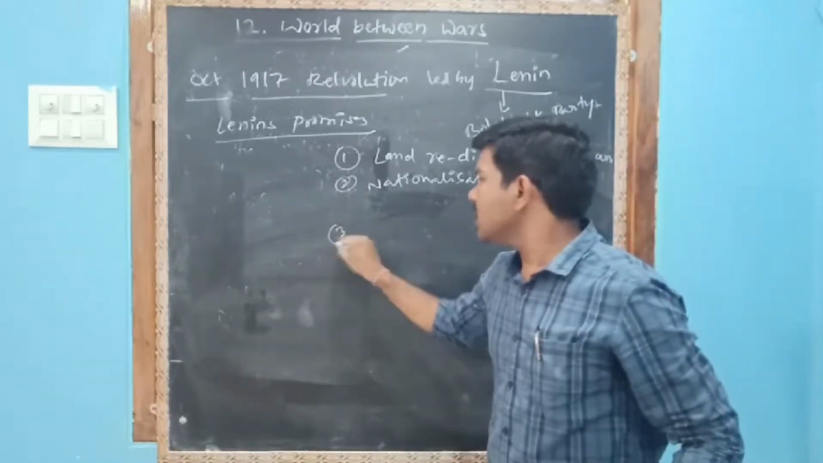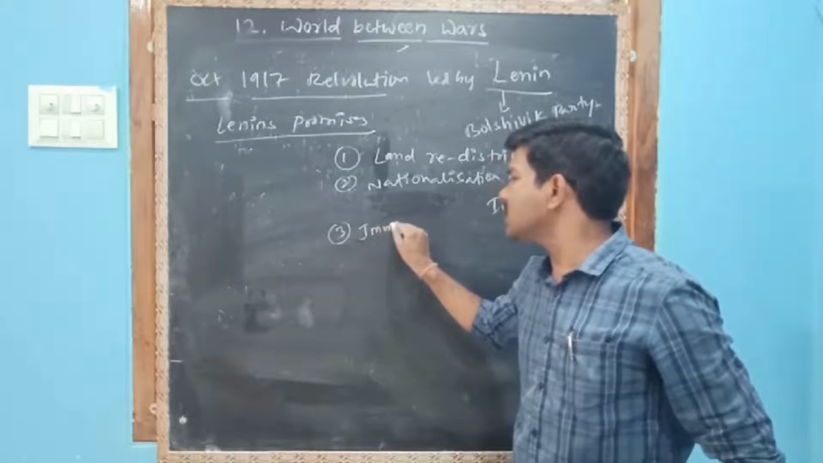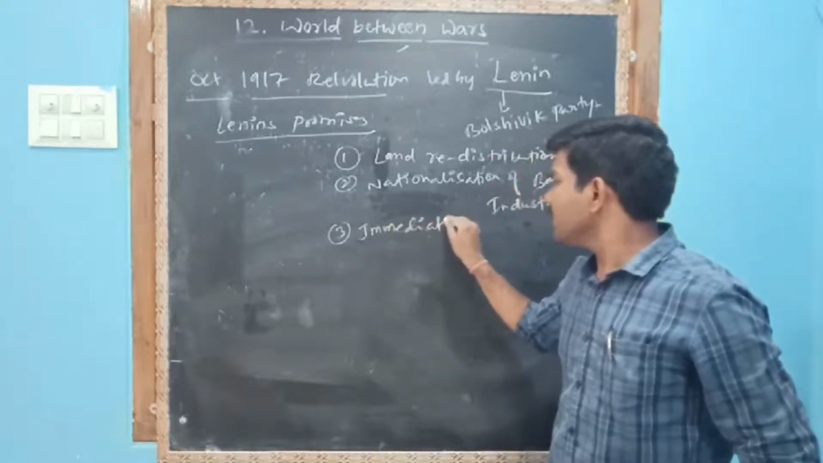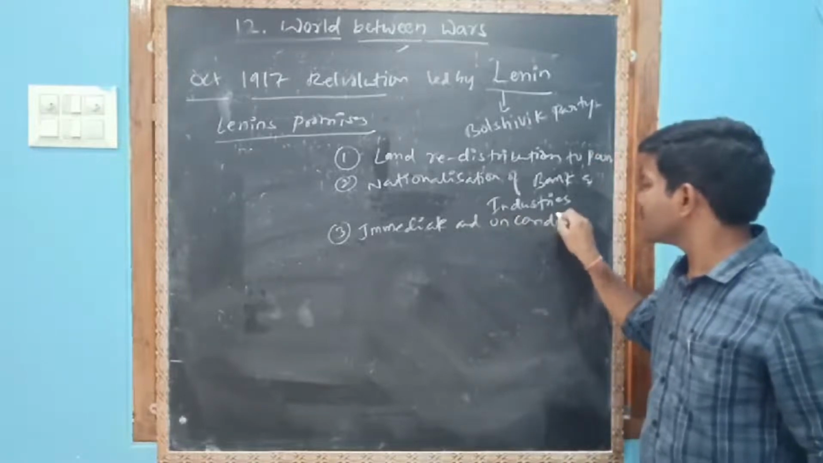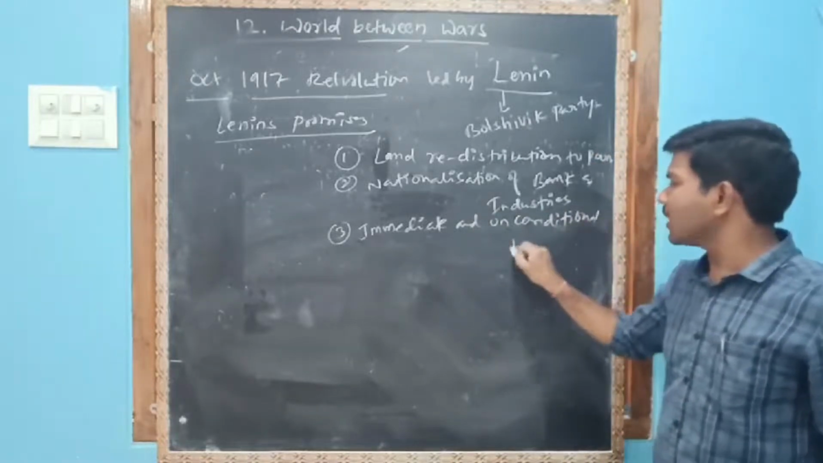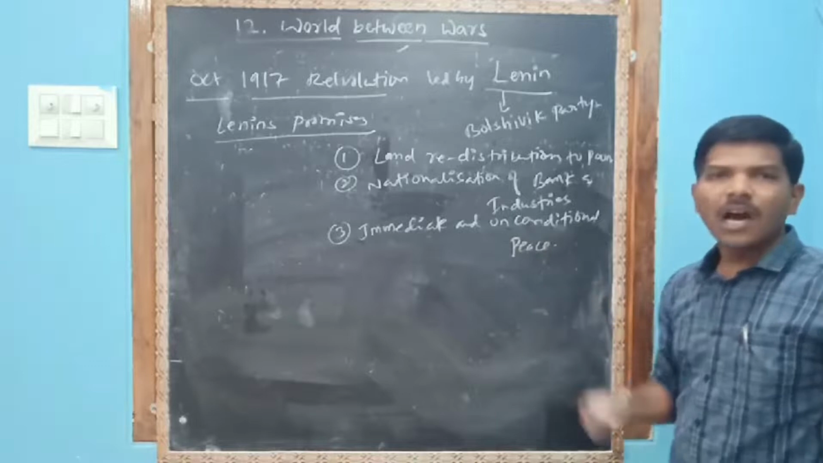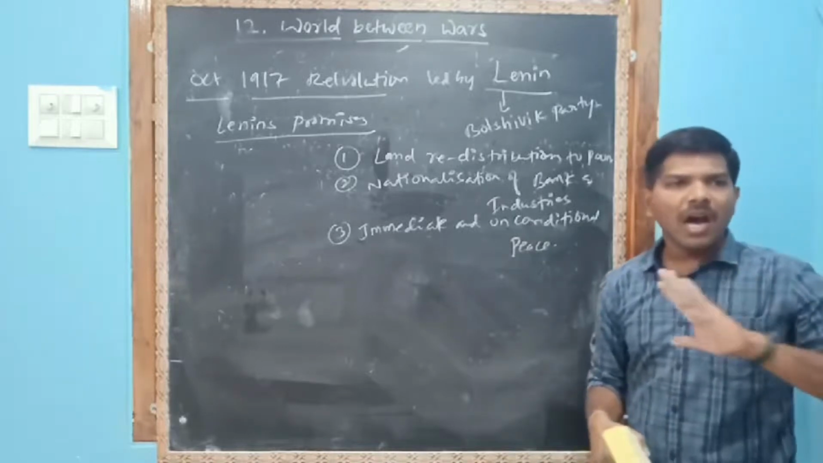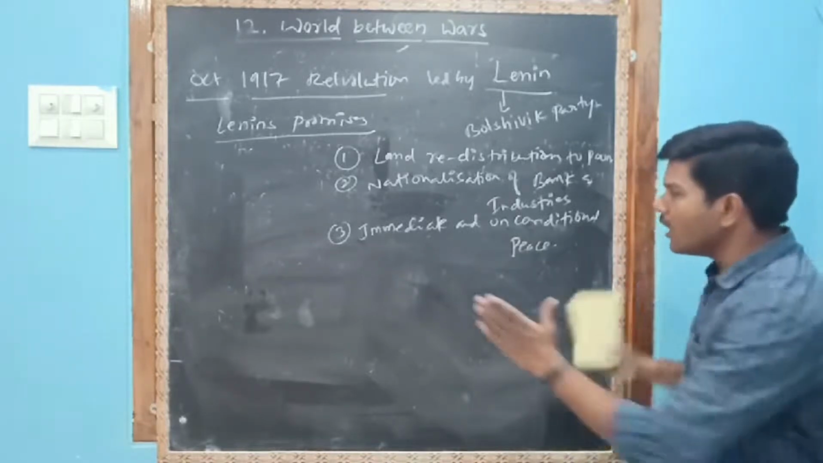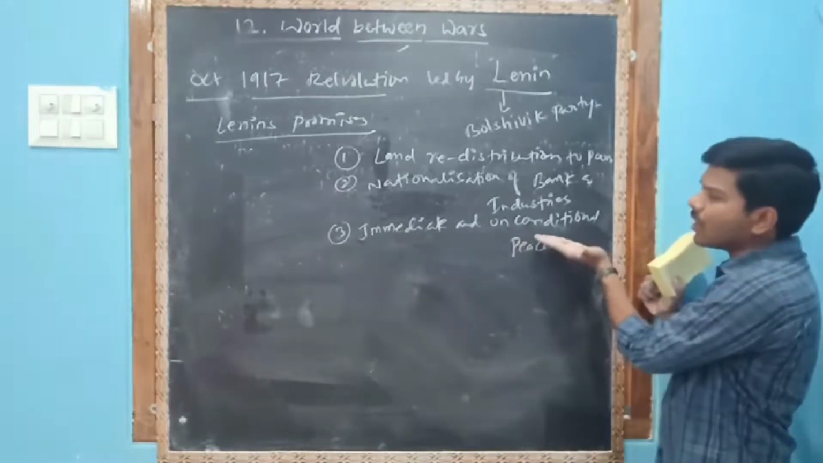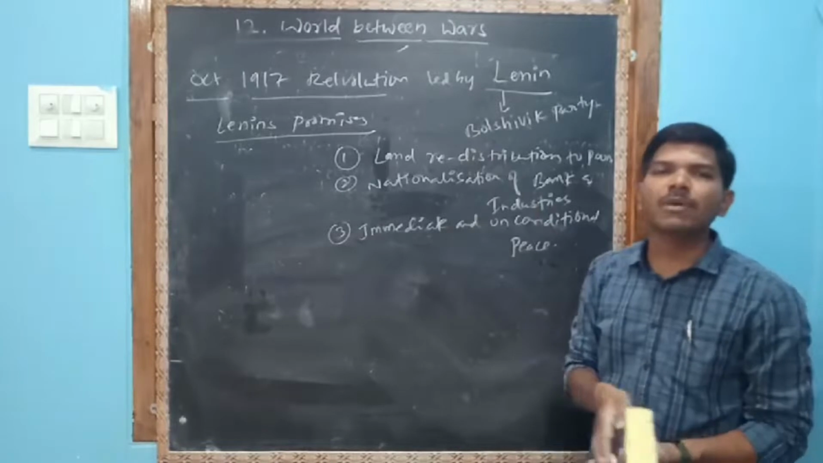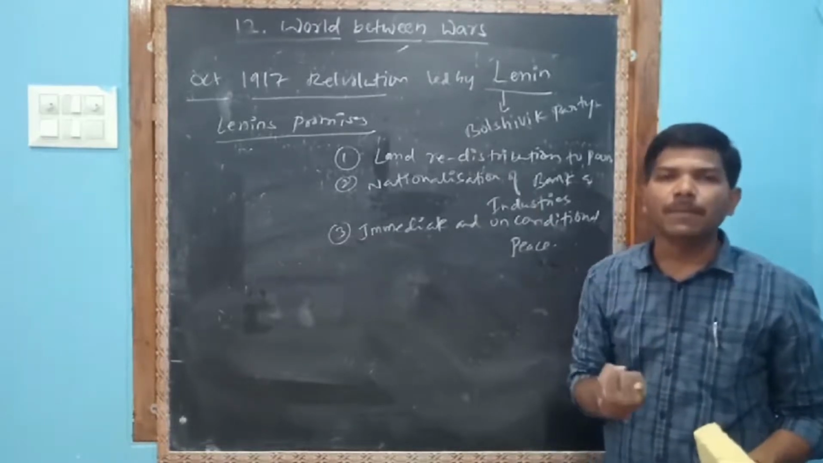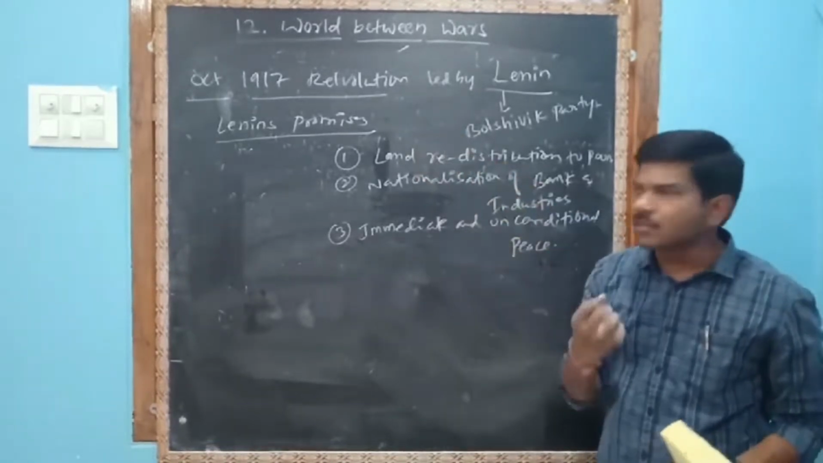And the third one is immediate and unconditional peace. He said that I don't want any war. I want only immediate and unconditional peace. So these promises attracted the people.